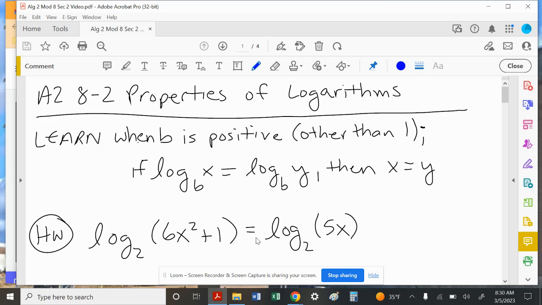So number one, when we have log base b of x is equal to log base b of y, notice here that the two bases are the same. It doesn't matter what's inside the logarithms, but the bases have to be the same. Then we can actually assume that x equals y. So we can set x equal to y in that particular case.